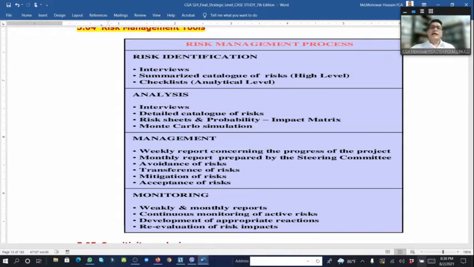So here, first we have to identify the risks of the organization, but also what type of project we are taking for the organization, what the risks would be, and we should analyze them, how we will manage them, and how we will continue to monitor that risk.